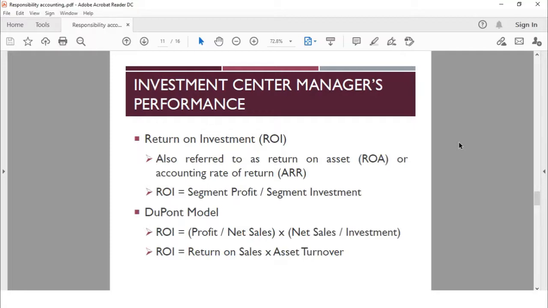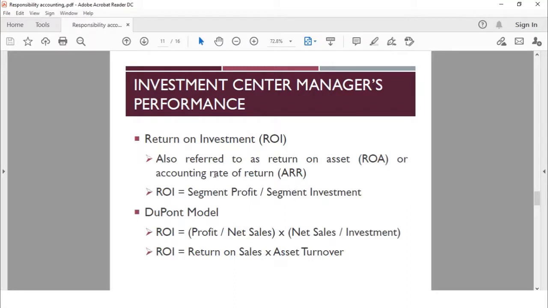If you look at this equation, you will notice that ROI is a measure of benefit over cost analysis. Benefit is your profit, represented by your segment profit, while the cost is represented by your investment. So, how much profit did you earn, or how much benefit or segment profit did you get, given your investment?